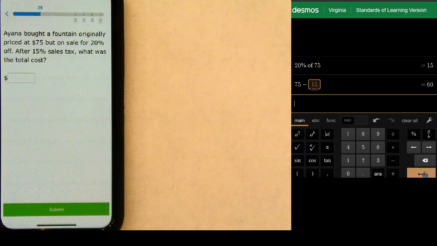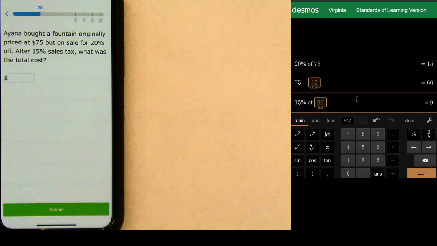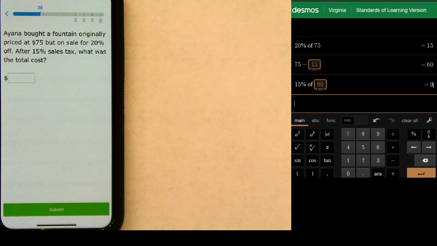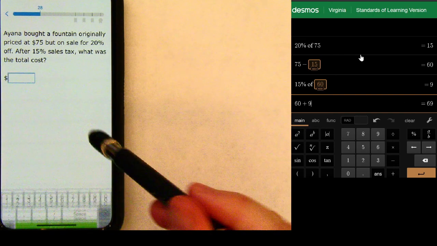So now I have to say, okay, using that $60, I have to take 15% of that $60, say 15% of that previous answer. Again, it uses that previous line. So again, make sure you're seeing how it goes kind of diagonally. It uses that previous line. So that tax amount is going to be $9. So again, I have to add those two together because my total cost is going to be 60, which is the sale price, plus the sales tax. And so I'm going to say $69.